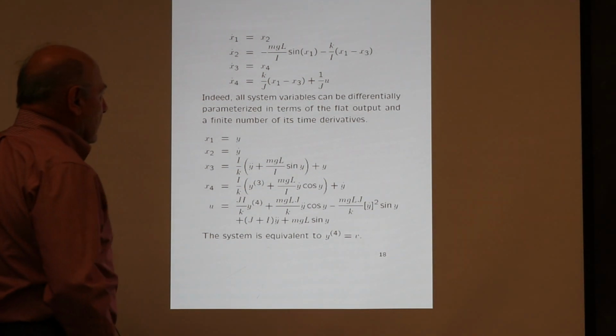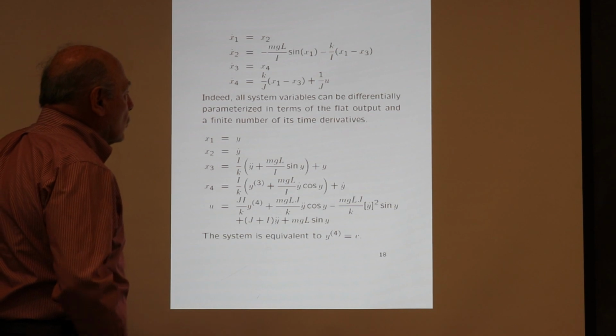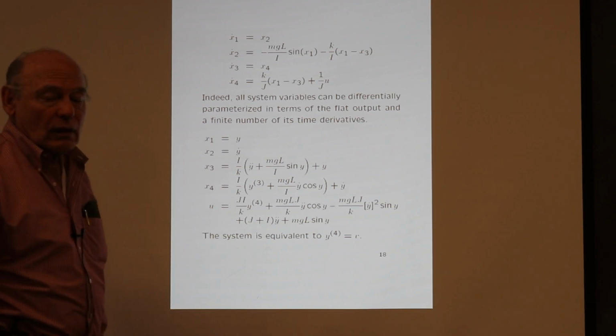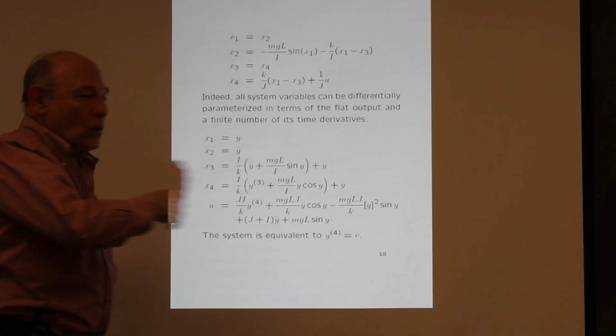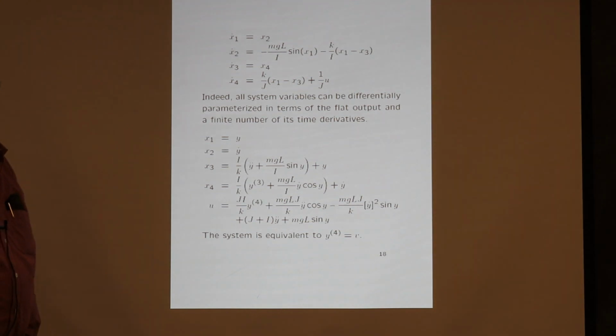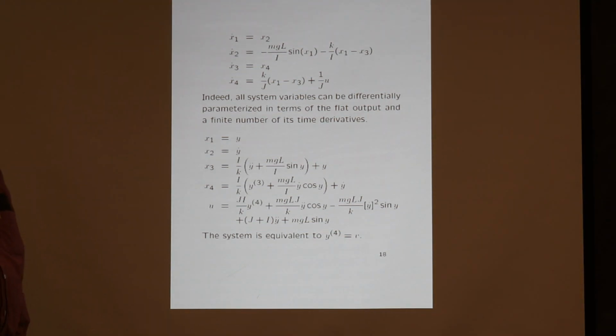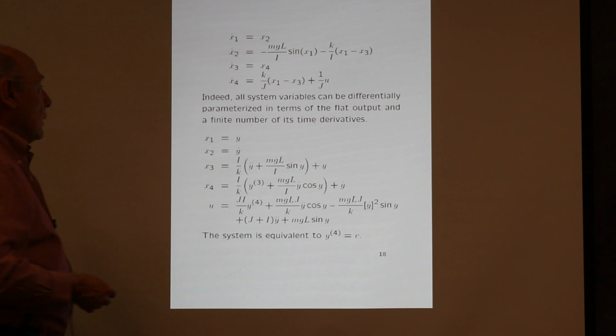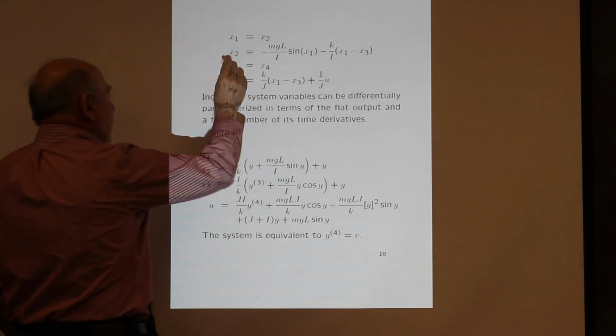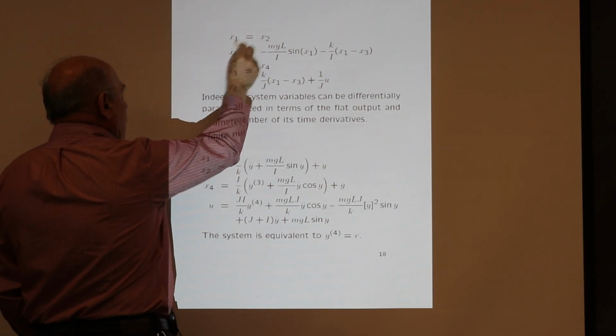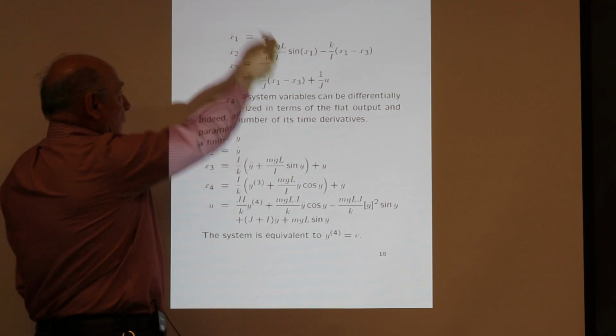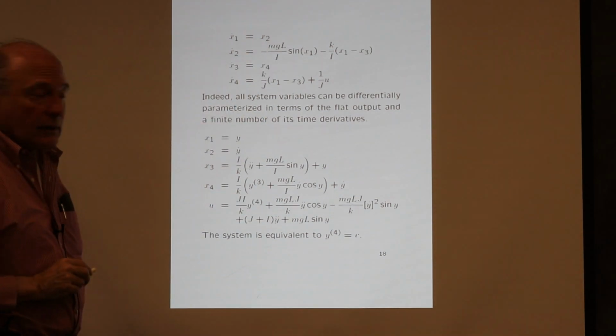The other thing is to ask yourself, well, if I knew a certain variable, what else can I know? And it turns out that if you can know absolutely everything, including the control input, then that's the flat output. So why would x1 be the flat output? Because if I know x1, I know x2. Just take a differentiation of x1 to find x2.